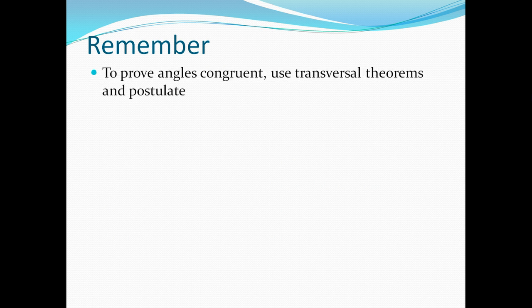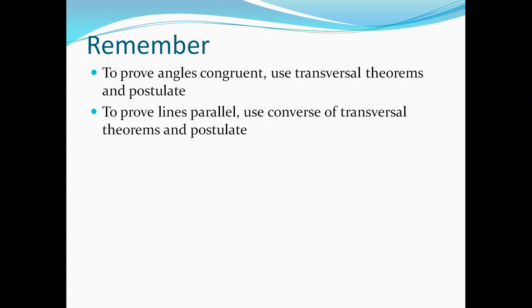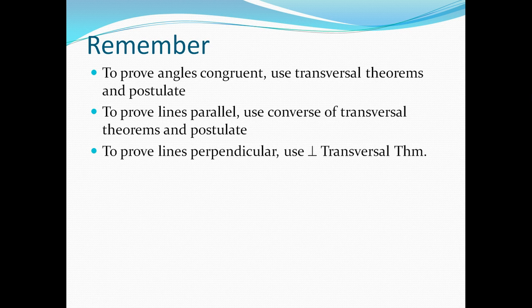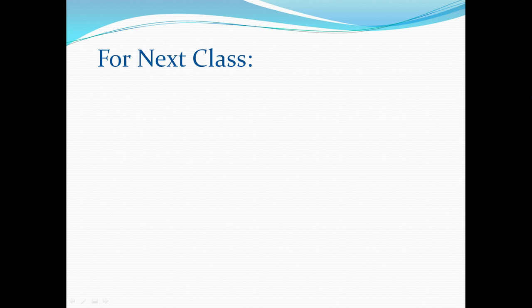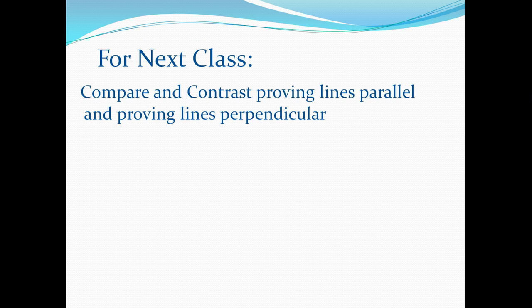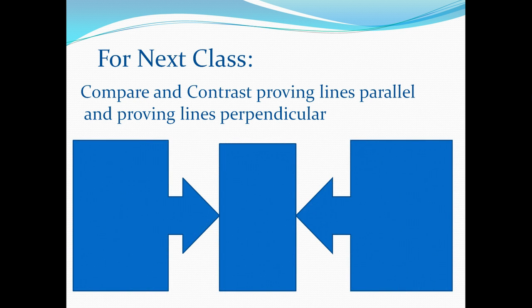So remember, to prove angles congruent, use transversal theorems and postulate. But to prove lines parallel, use the converse of transversal theorems and postulate. And to prove lines perpendicular, use the perpendicular transversal theorem. For next class, please complete the graphic comparing and contrasting how you prove lines parallel and proving lines perpendicular.